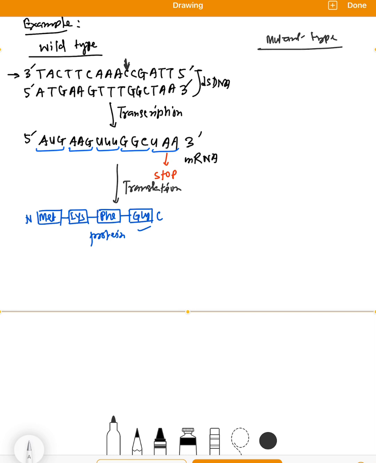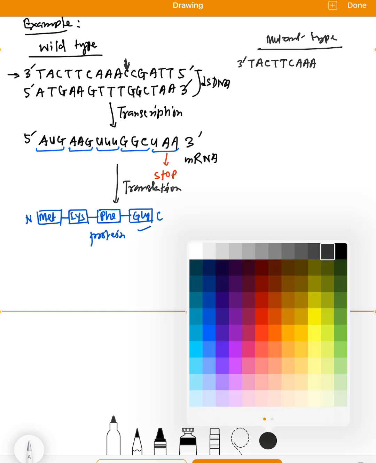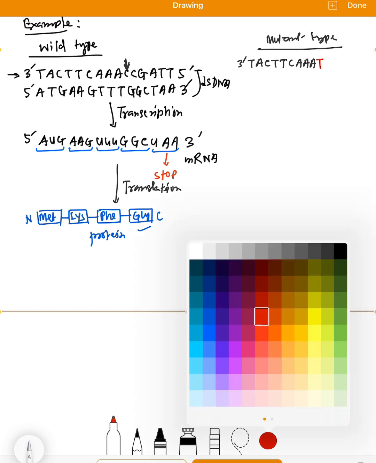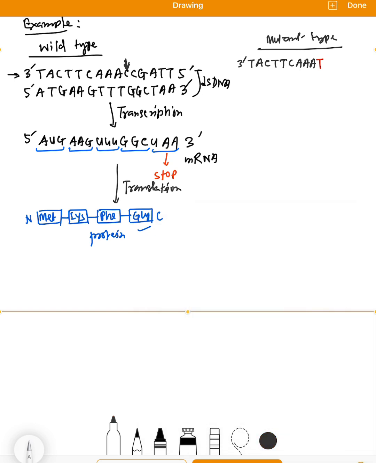Mutant type here, the 3' end, then you will get TA, then CTT, you will get C triple A, then you will get here T. So as it is changed, this is the point mutation, I am changing the color here, it is T instead of C. Then you will get again C, then G, A, then T, T, and this is the 5' end.